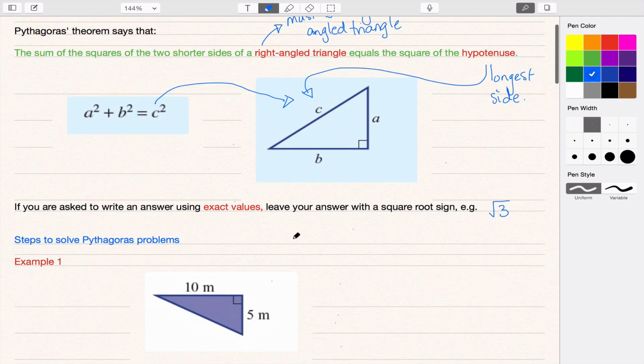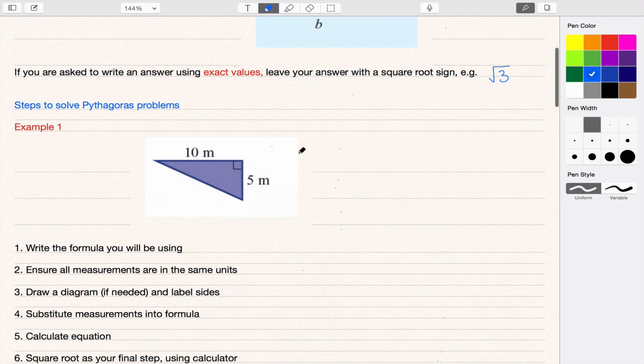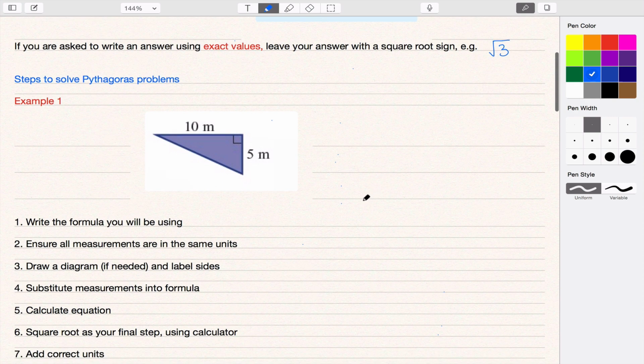Okay, I've got some steps down here and an example we're going to use to go through the first set of steps. When you're solving problems involving Pythagoras, you need to first of all identify that it is a right-angled triangle and that the problem is asking you to use the Pythagoras theorem.